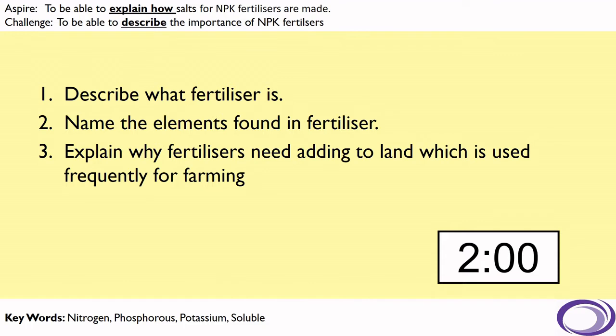So now that we've watched that video, I'd like you to answer the questions on the screen. I'd like you to describe what fertiliser is, name the elements found in fertiliser and explain why fertilisers need adding to land which is used frequently for farming.